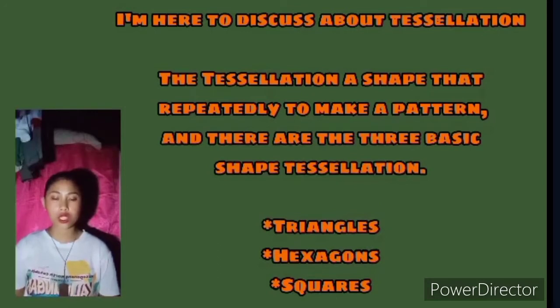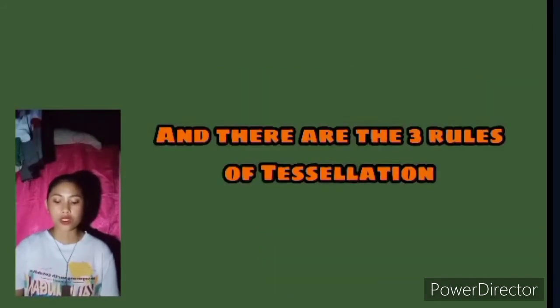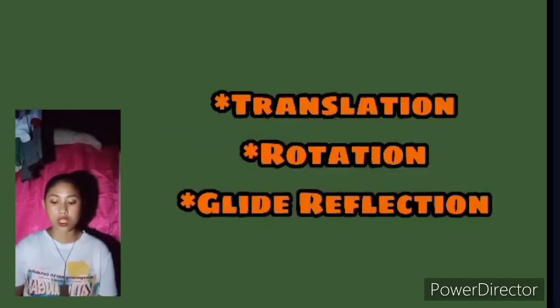I'm here to discuss tessellation. Tessellation is a shape that is repeated to make a pattern. There are three basic shapes for tessellation: triangles, hexagons, and squares. And there are three rules of tessellation: translation, rotation, and glide reflection.